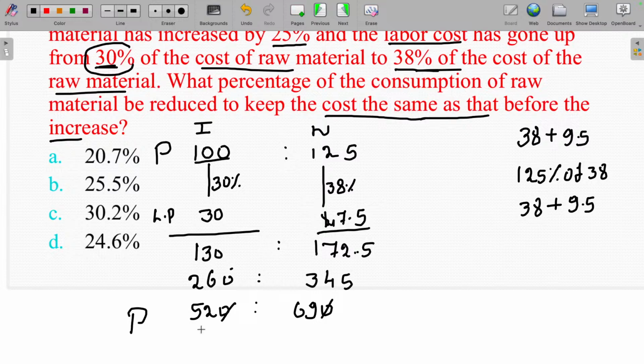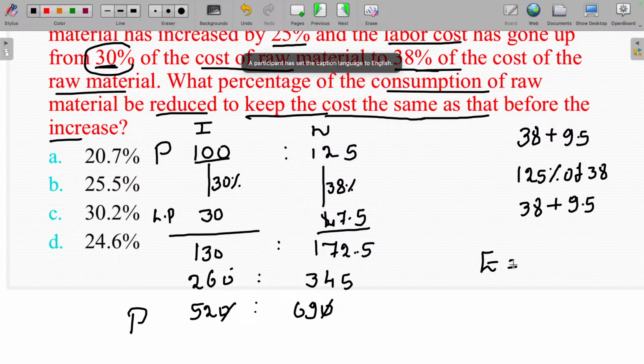So price is 52 is to 69. Now read: what percentage of the consumption of the raw material should be reduced to keep the cost the same? What is the meaning of this? To keep the cost same means expenditure is the same. I want the starting expenditure, now expenditure should be the same. I want to make expenditure constant. You should know, if expenditure is constant, price is inversely proportional to consumption. Yes or no?